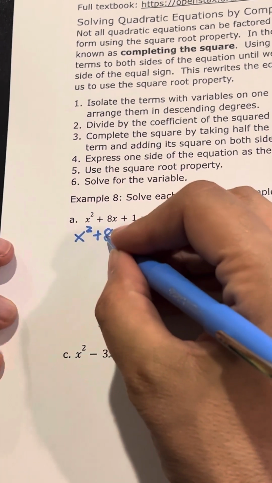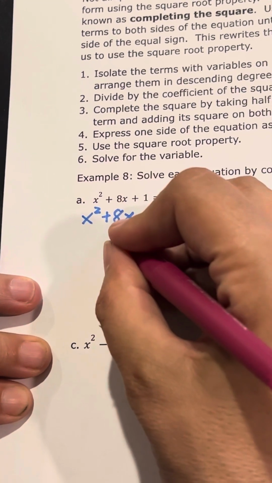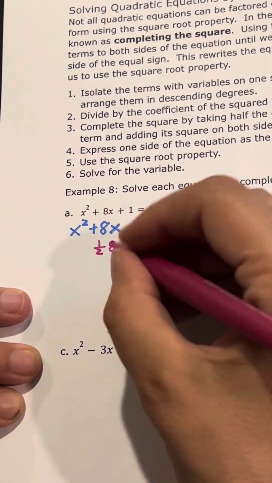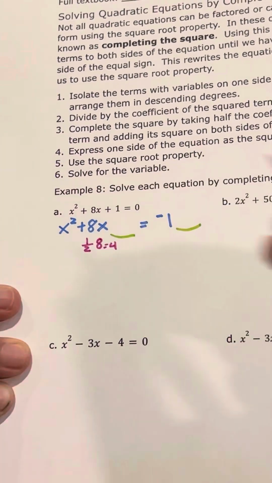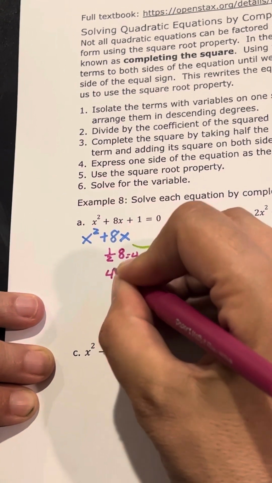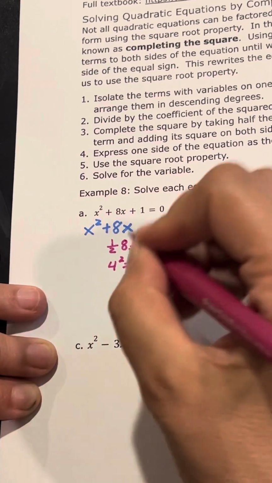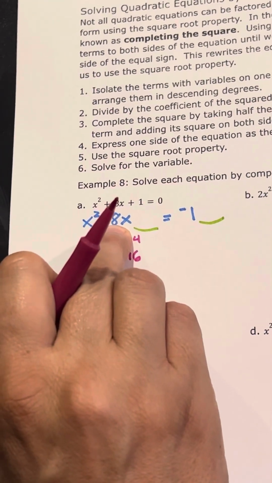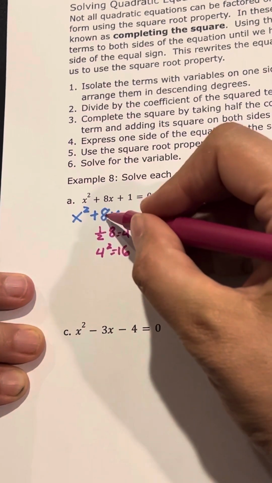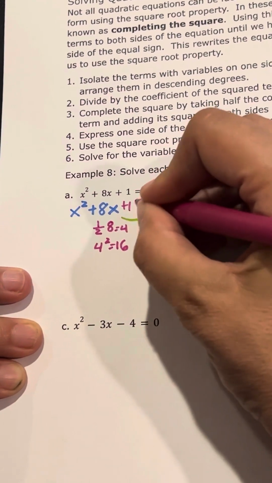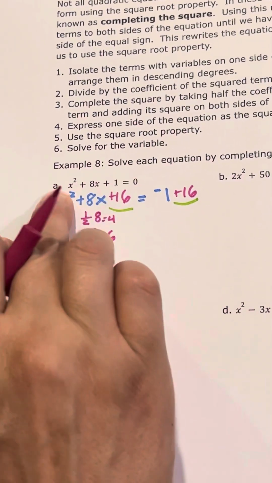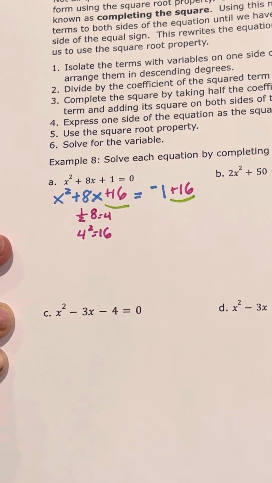Well, I take this number right here, 8, and I say 1/2 of 8, and that equals 4. And then I have to take 4, and I have to square it, and that equals 16. That's the number I add in both places. I take half of this number, and I square it. So half of 8 is 4, 4 squared. Plus 16, plus 16. Now I have a perfect square here. That's what I was trying to do the whole time, was make a perfect square.